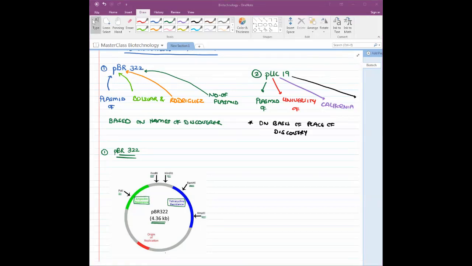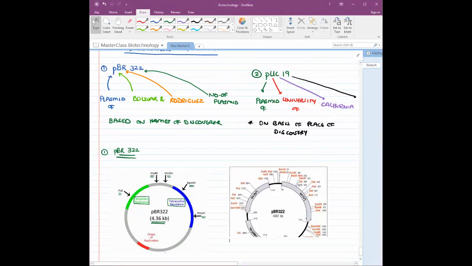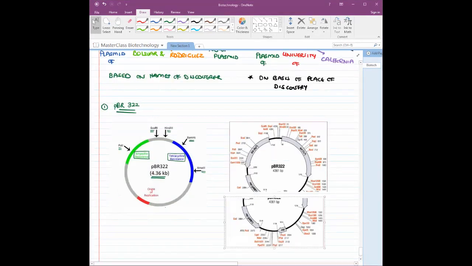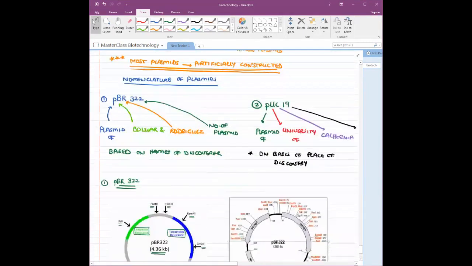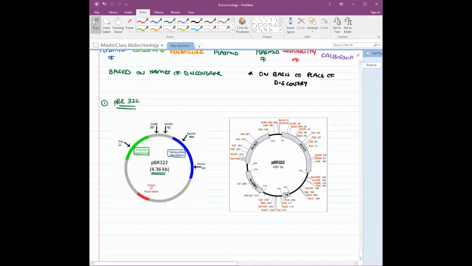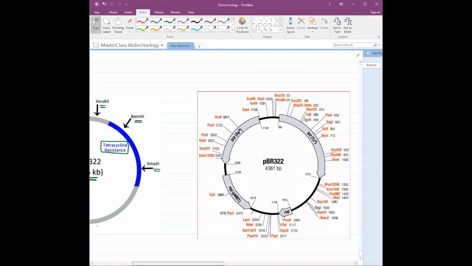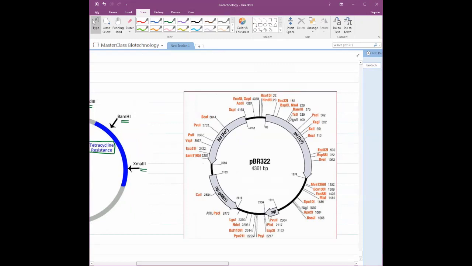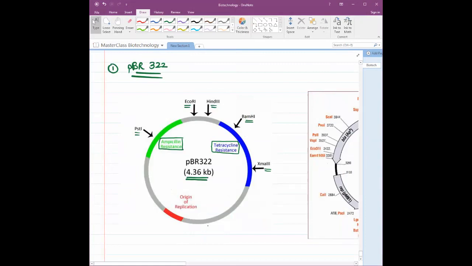Guys, let me show you another picture which I have got. One minute, let me try to fix this. Yes, I guess this is okay. What we were looking at was just an overview, but this is the actual map of your pBR322. It has several different types of restriction sites. All these are enzymes which cut at different places, along with tetracycline and ampicillin resistance. However, this is not there for you. This is only for your understanding, just for the fun of it. For you guys, you just need to know a little bit of this. That's it.